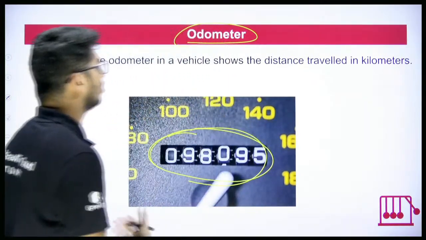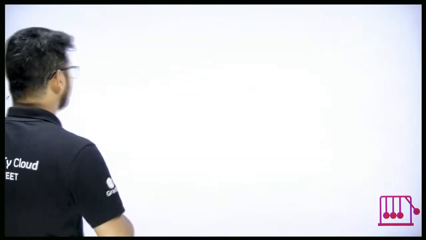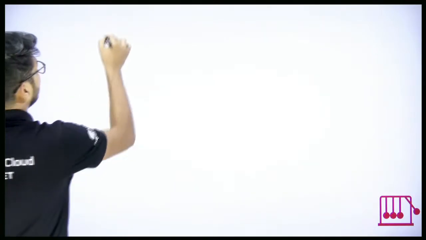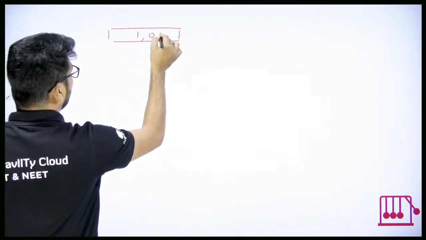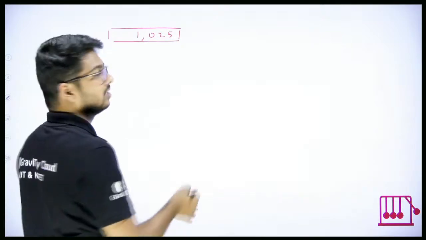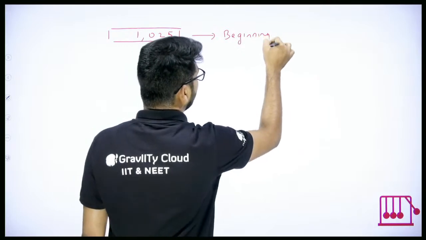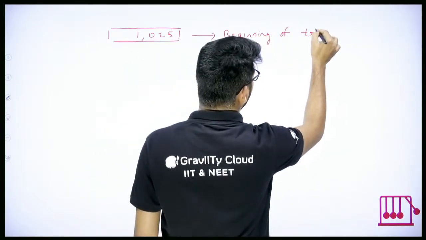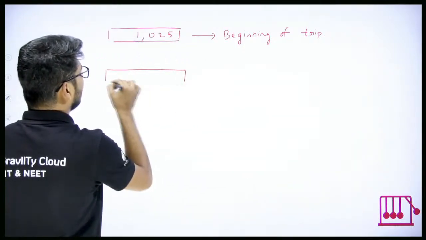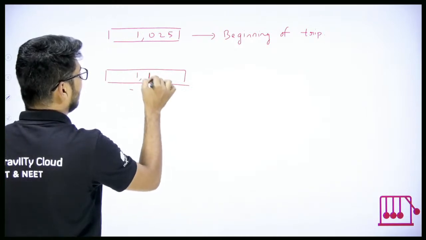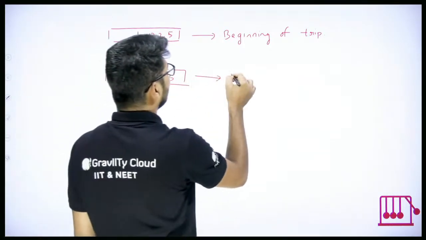Now, how can you use an odometer to estimate or measure the distance of a trip? It's very simple. At the beginning of the trip, let's say it is showing 1025 as a reading. Now at the end, the odometer, let's say, is showing 1125. This is the end of the trip.